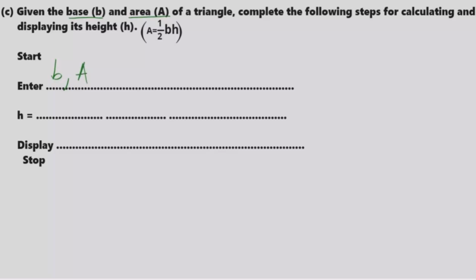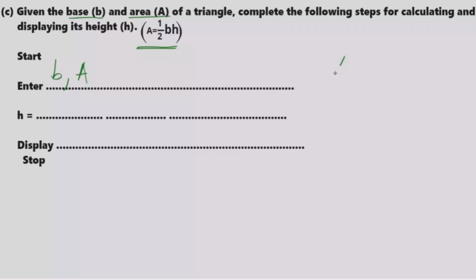Okay, now once we've done this, the next thing we need to do is enter the formula. Here we are given the formula of the area and not the formula of height. So what we need to do is convert this formula into the formula of height. So we need to change the subject of the formula. I'm going to show you on the screen how you go about it.